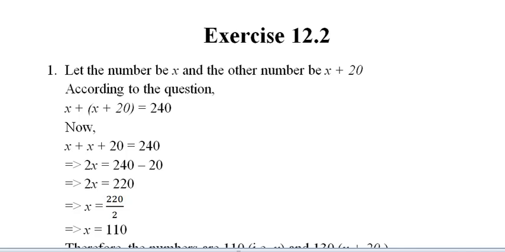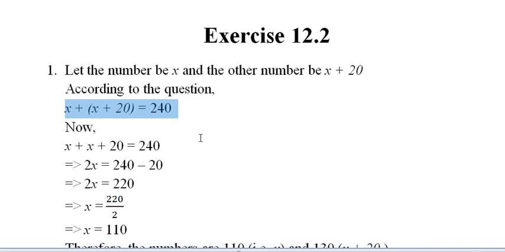To understand and prepare an equation is very important. So you must read the question carefully, very, very carefully. Then frame the equation according to the question. So let us start with the first question, that is number one.